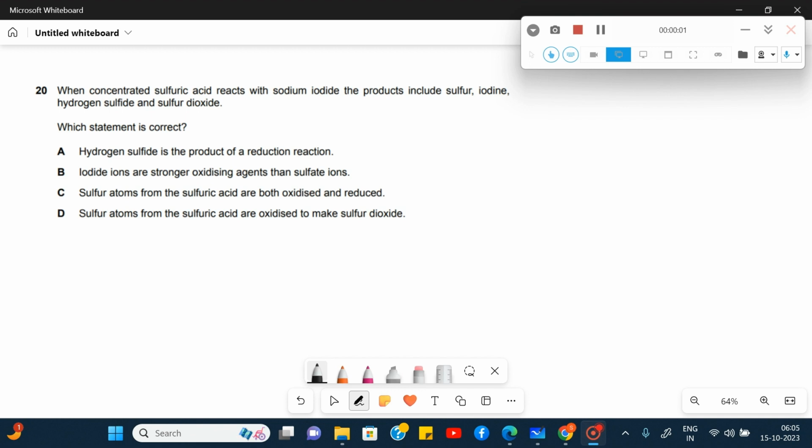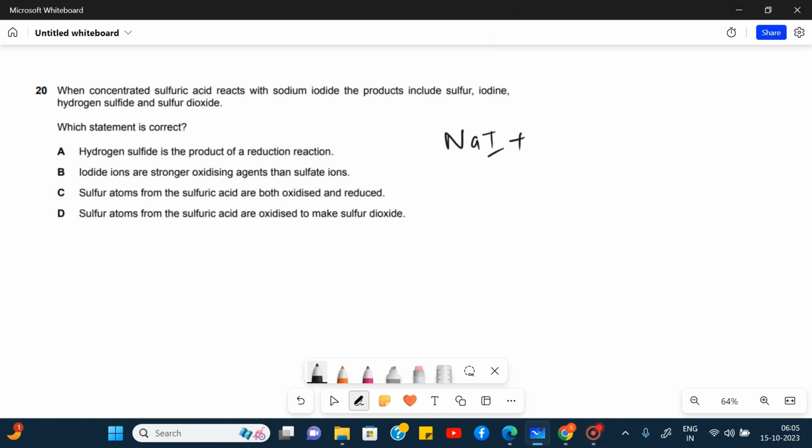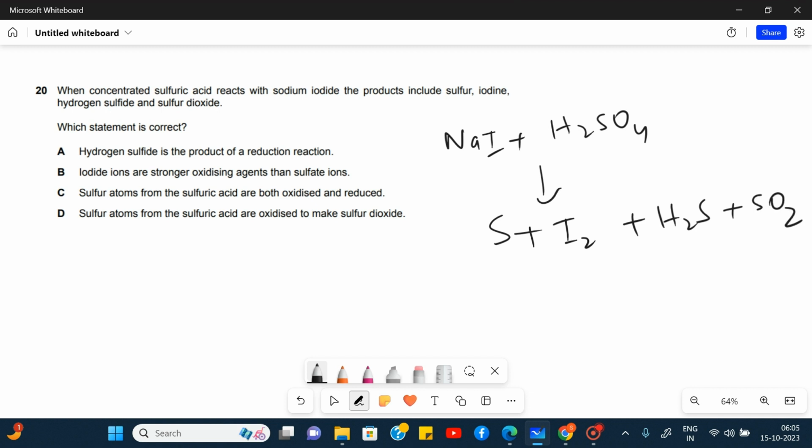Okay, let's look at question number 20, which says when concentrated sulfuric acid reacts with sodium iodide, that means NaI reacts with H2SO4, we get sulfur plus iodine plus hydrogen sulfide plus sulfur dioxide. Along with it, you will get NaHSO4, which has not been given, but you will get sodium bisulfate plus water also.